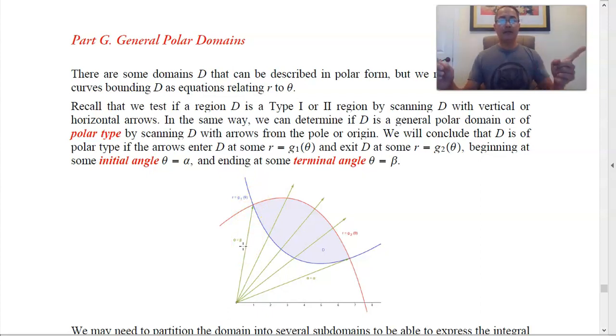So you can probably start putting that all together. The outer integral will be theta goes from alpha to beta. Sounds familiar, same as before. But now r is not going from a to b. r is going from g1 of theta to g2 of theta.